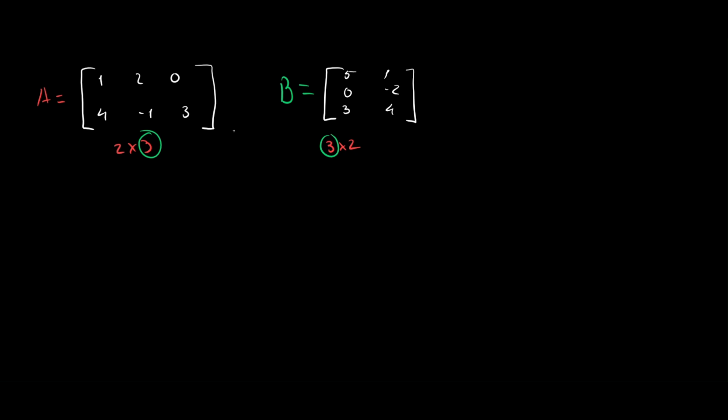But what dimension are we going to get? Let's look at the outer numbers. This one is 2, and this one is 2 as well. So when we multiply A by B, we're going to get a 2 by 2 dimension. Awesome, and now let's actually multiply it.